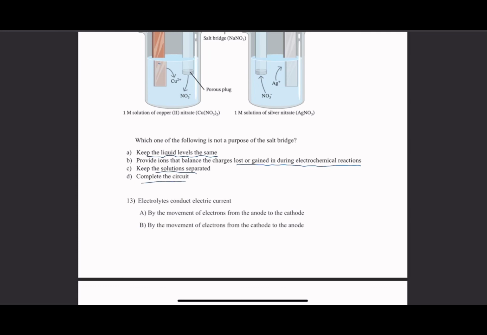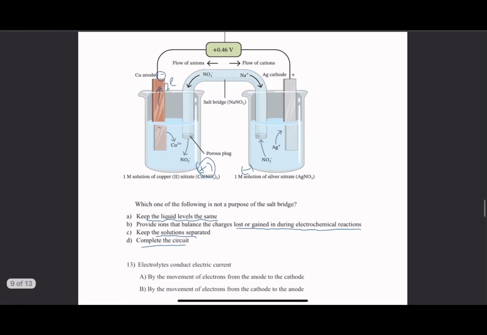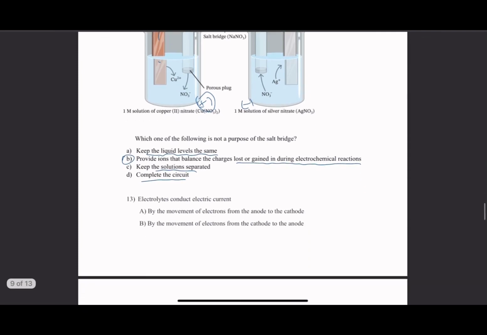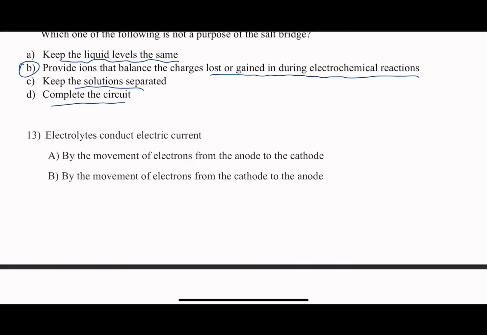So in here we know that this becomes positively charged and this becomes negatively charged. And we put the salt bridge in so electrons could travel from this solution up, right? Otherwise, this positively charged side is not going to let the electrons go. So we need this for providing ions that balance the charges lost or gained during the electrochemical reactions.